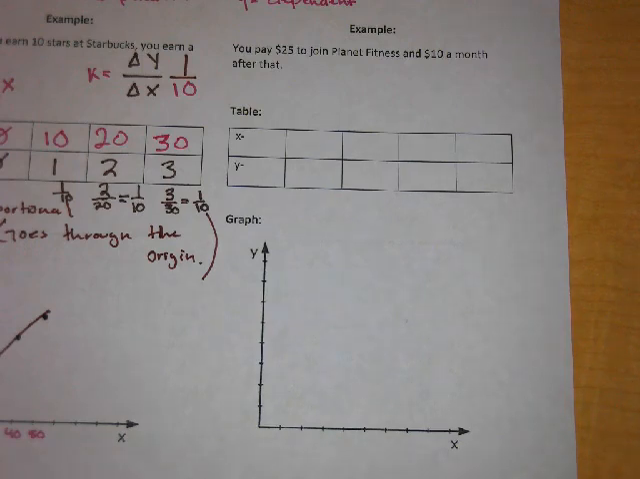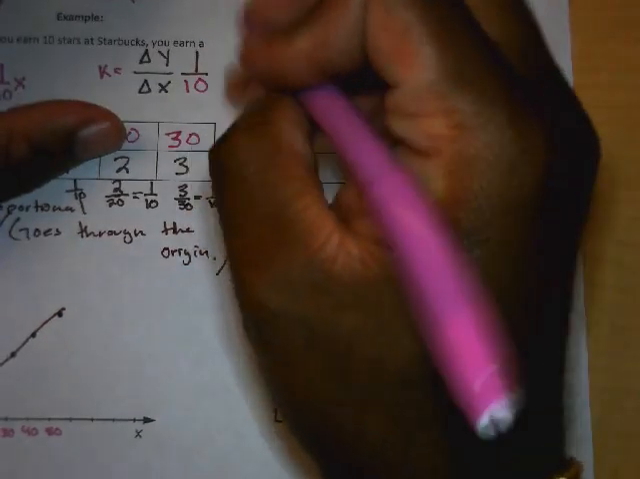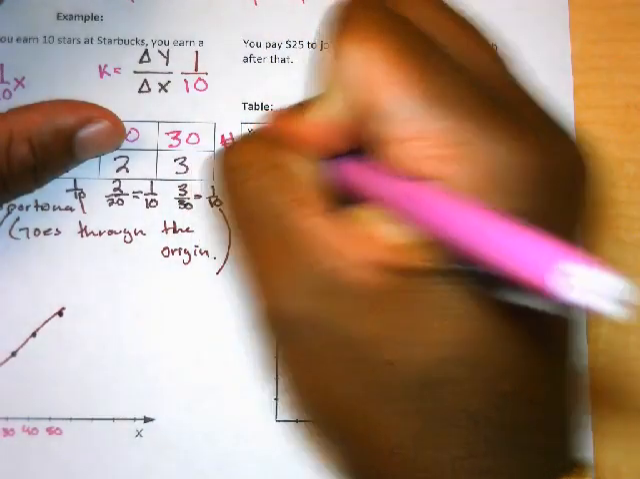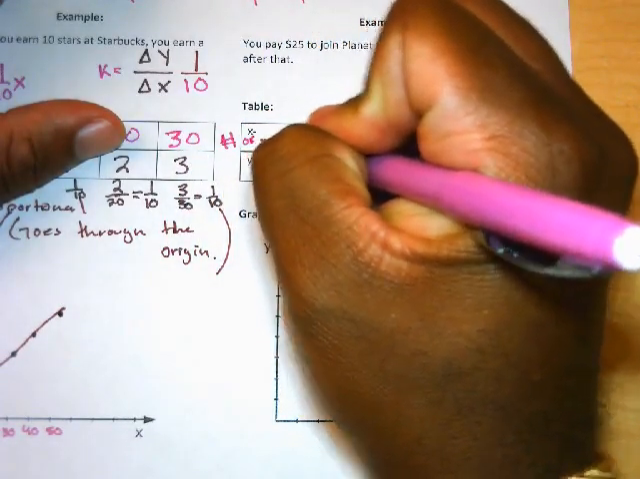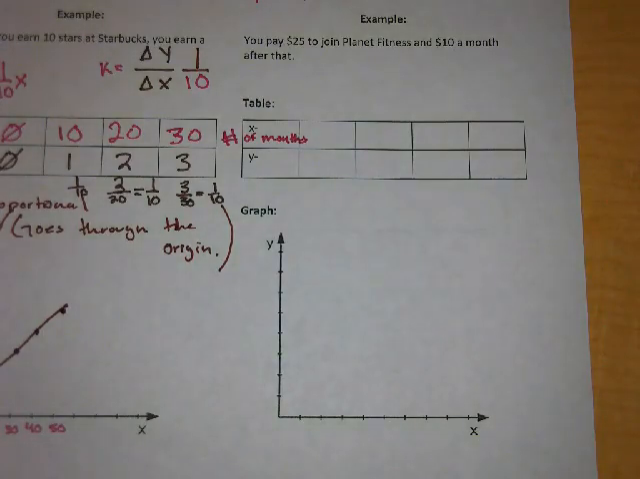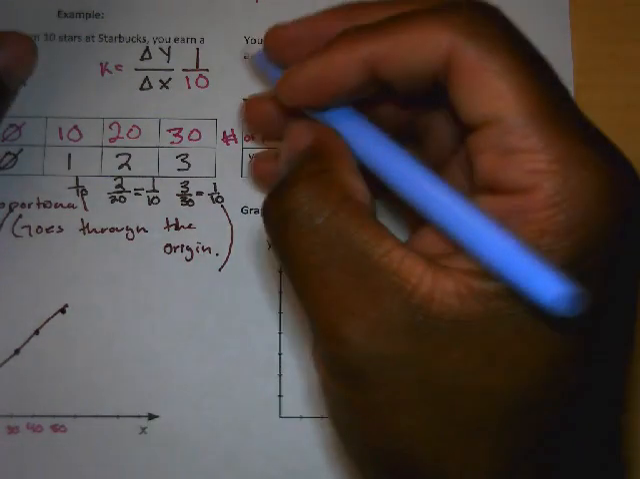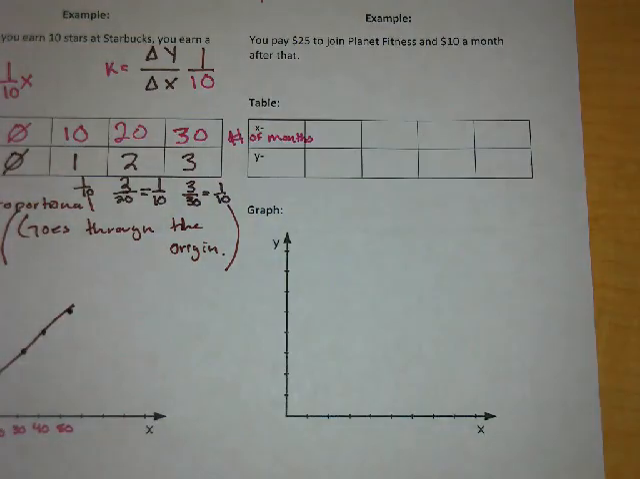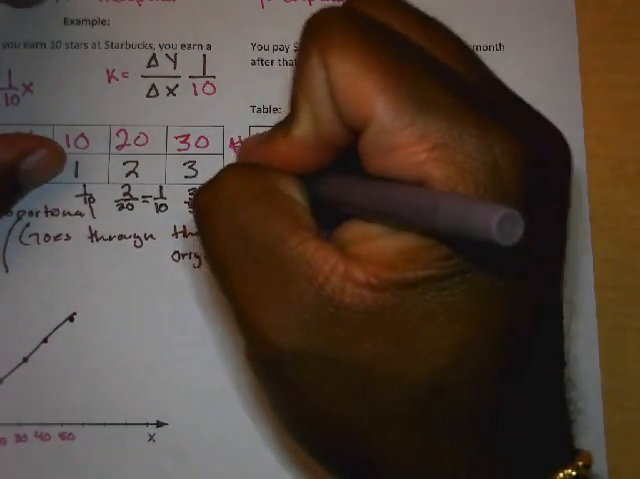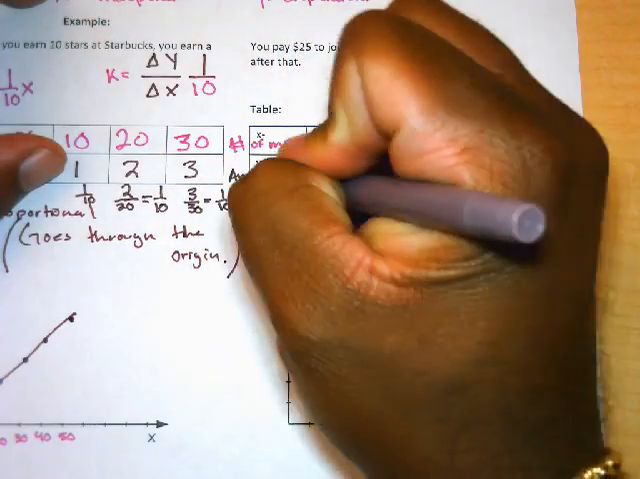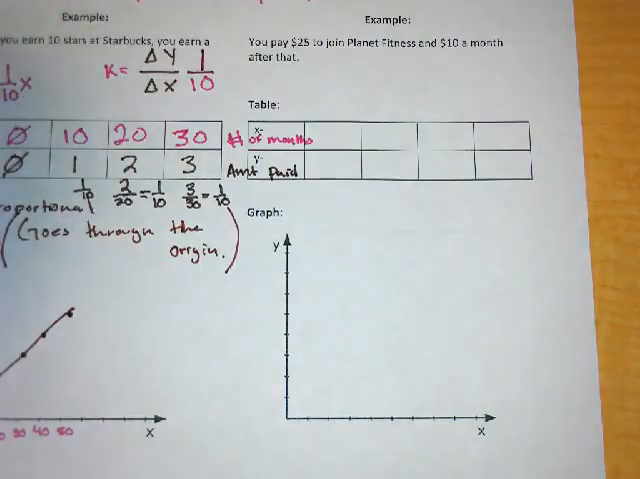So the independent value is the number of months, because the amount you pay depends on the number of months you use the service, right? So the number of months is the independent value, and the amount paid is the dependent value.